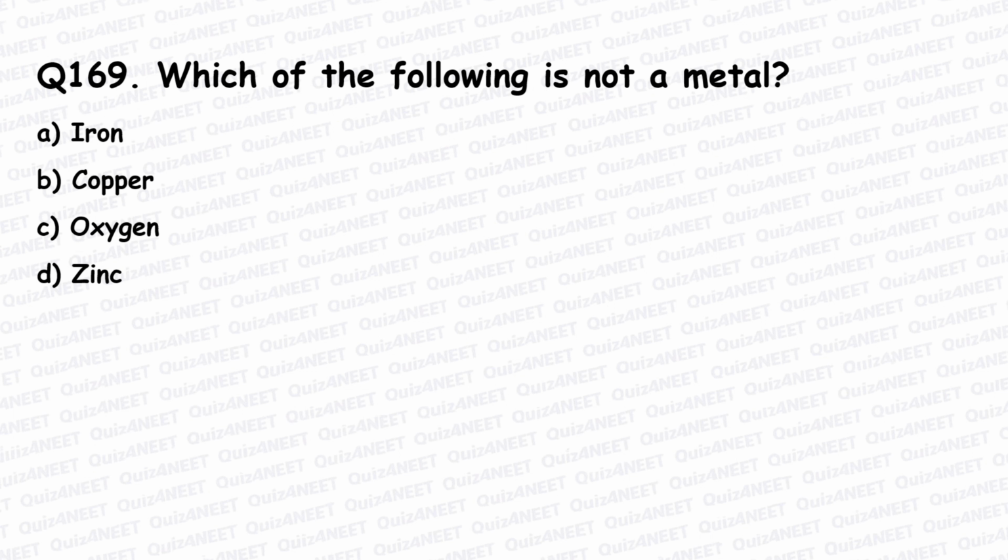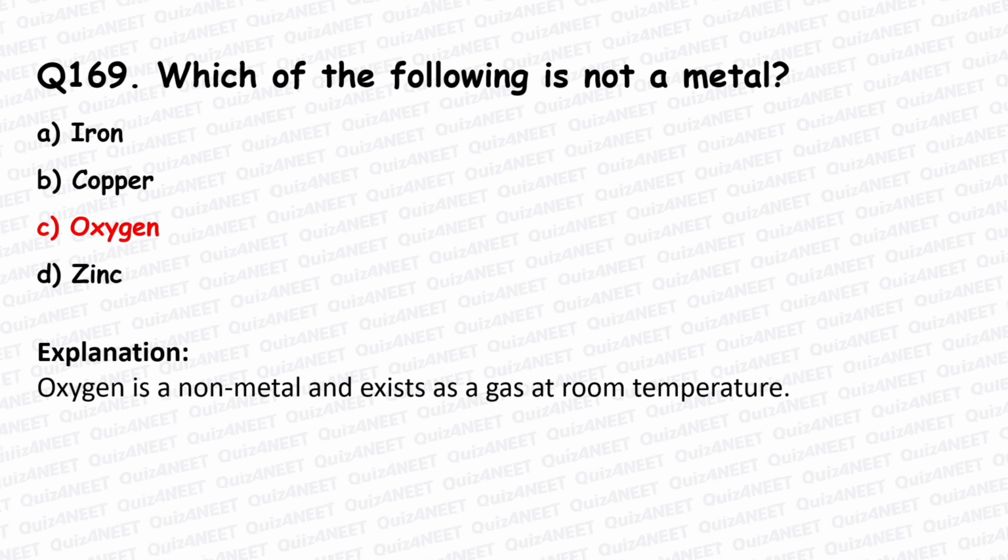Q169. Which of the following is not a metal? A. Iron, B. Copper, C. Oxygen, D. Zinc. Answer: C. Explanation: oxygen is a nonmetal and exists as a gas at room temperature.